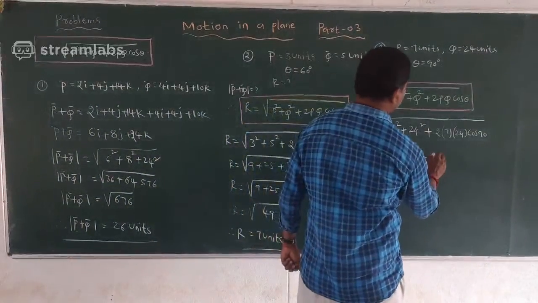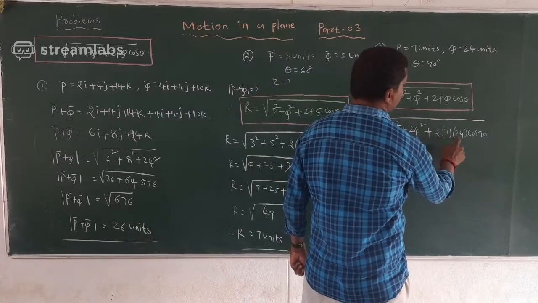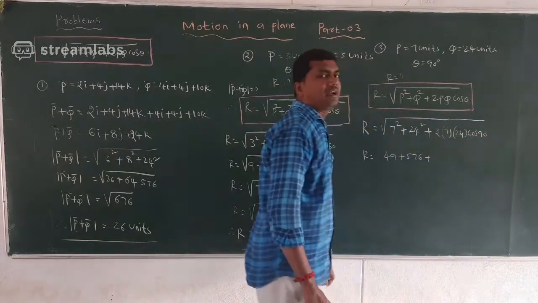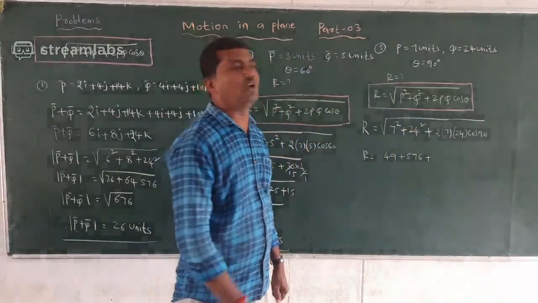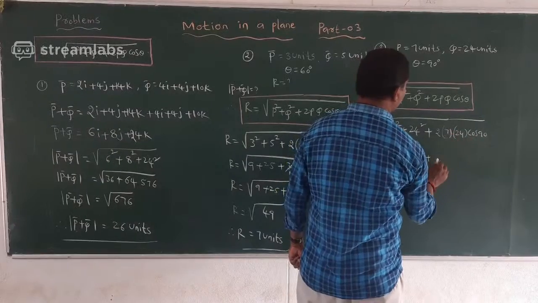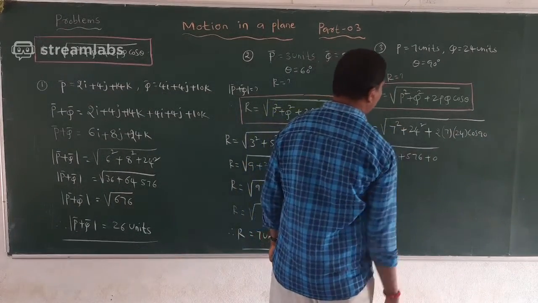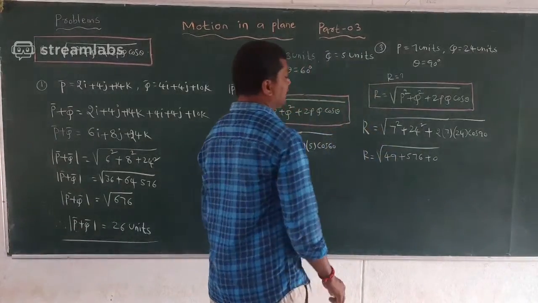576 plus 2 into 7 into 24 some value, but we can take cos 90. Cos 90 will be 0. So 0 into something is 0. So totally 0. So this is the root of 49 plus 576.